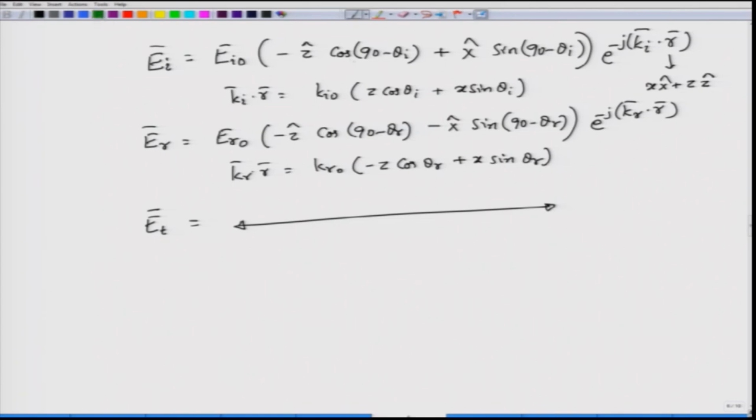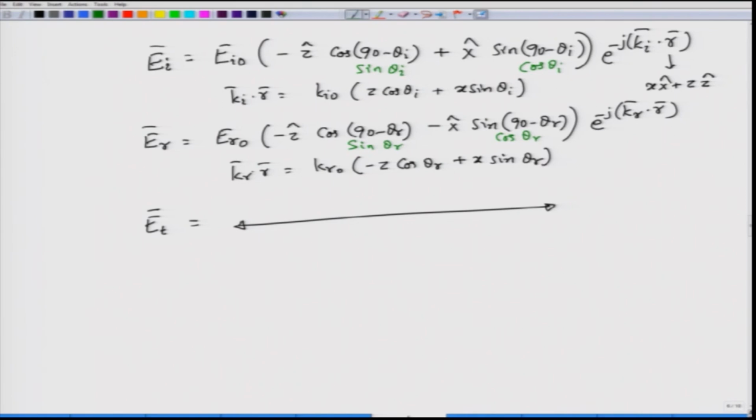90 minus theta I can be simplified because this is sin theta I, whereas sin of 90 minus theta I is basically cos theta I. Cos of 90 minus theta r is sin theta r, sin of 90 minus theta r is cos theta r. Now, we have all the expressions in our hand except for the magnetic fields, which we will come to in a minute.